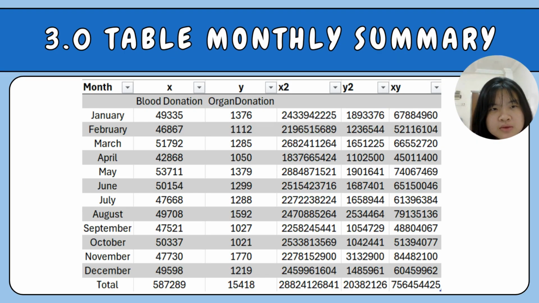The last part I would like to present is the 3.0 table, the monthly summary. From this table we know X and Y for January to December. X squared is used for X, for example 49335 squared, and Y squared is used for organ donation, for example January 1376 squared. XY is the blood donation in January times the organ donation. So we can get XY, X squared, and Y squared from this table, month to month, from January to December.